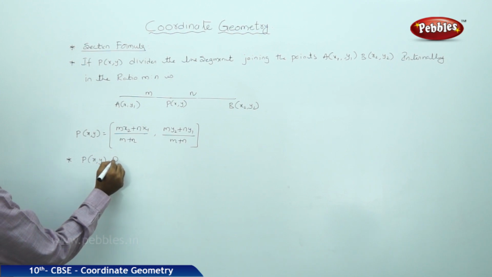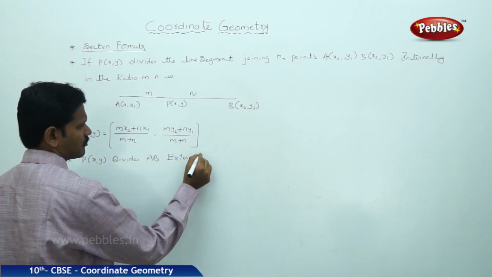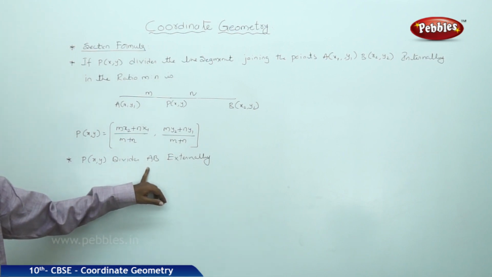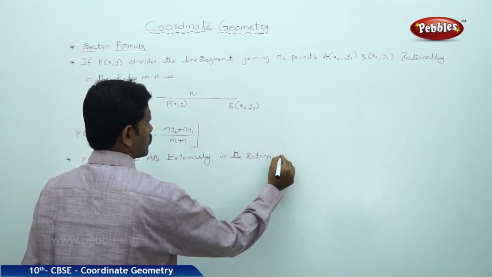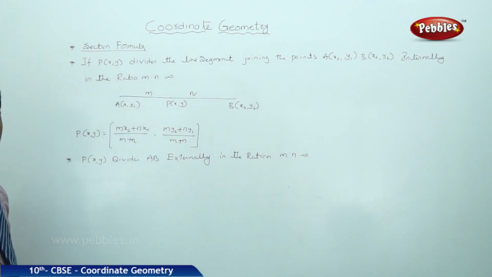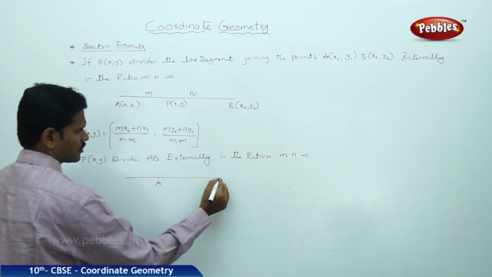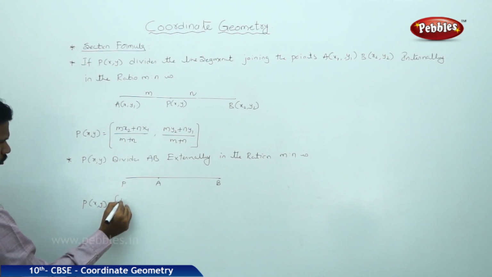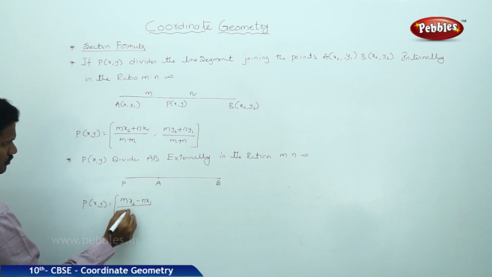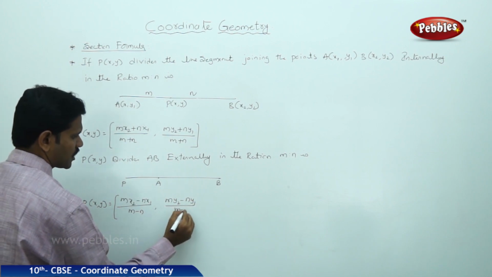In the same case, if P(x, y) divides AB externally in the ratio m:n, where this is A, B and this is P, then P(x, y) = ((mx2 - nx1)/(m - n), (my2 - ny1)/(m - n)).